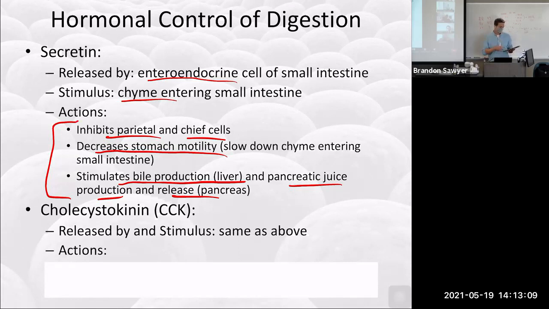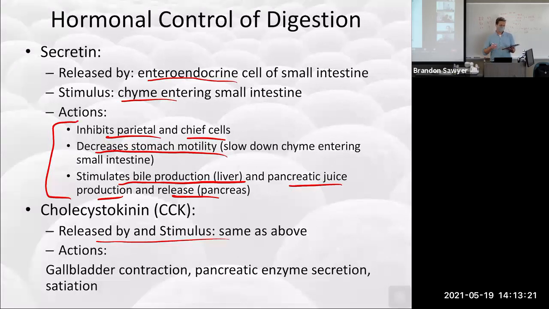Okay, so that's secretin. And then secondly, we have cholecystokinin or CCK. The stimulus is the same as above, just when chyme enters the small intestine. The actions are more about the secretion than they are about the production in the previous one. So this causes the gallbladder to contract and squeeze that bile down into the small intestine. It causes the pancreatic enzymes to be secreted. And it also is a satiating hormone, which means it makes you feel like you're full. You're not hungry anymore.